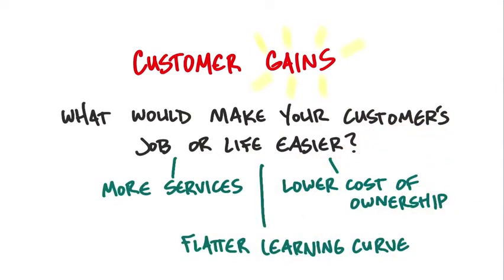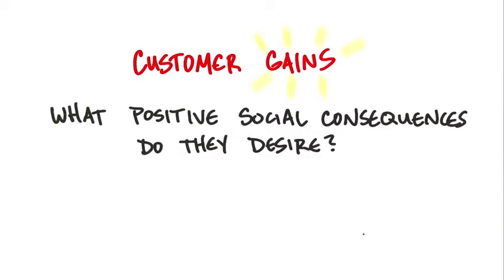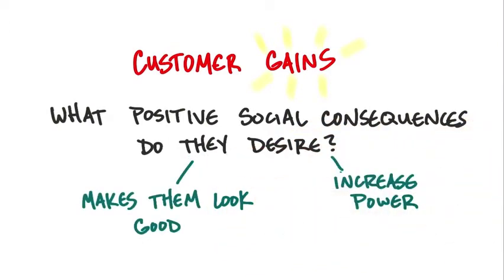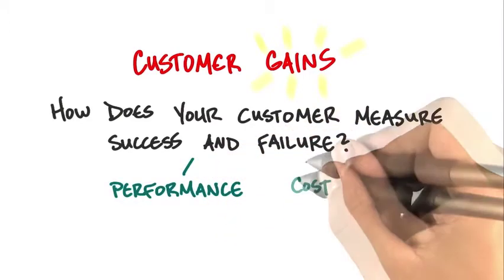Obviously, this depends on whether you're selling to business customers or consumer customers, but you want to be able to make a list or a column of all the gains that they would get by using your product. And some more gains could be, is it social consequences? Does it make them look good? Increase in power? Is it good design? Is it specific or more features? And how do they measure success and failure? Is it performance or cost?